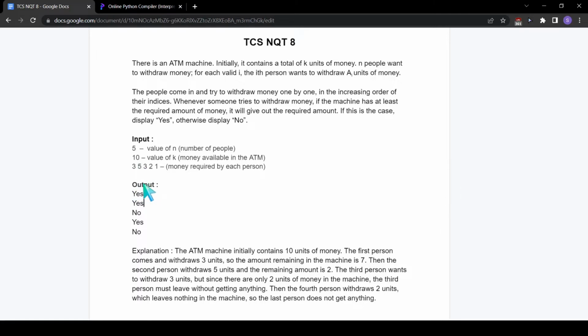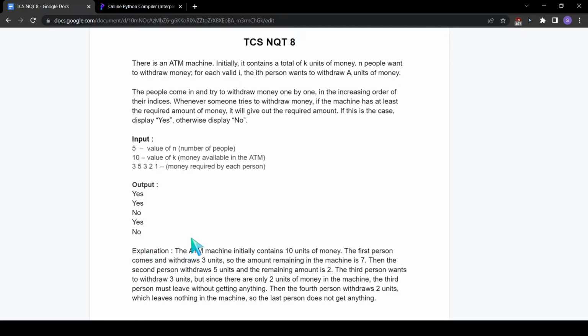Now the machine has 2 and this third person wants 3, so the machine obviously won't be able to give it to him, so the machine will print no. Then the fourth person wants 2, we have 2, we give it to him. Now the machine has 0, but this person got the money. Then the fifth person came, he wants 1, the machine has none, and that's the reason we will print no. Okay, so that's the explanation of the question.